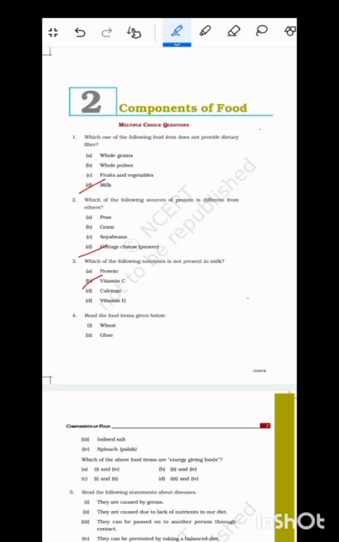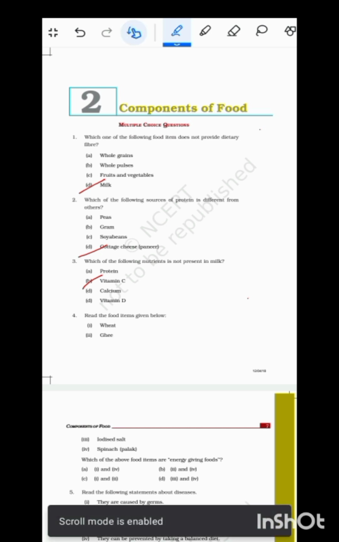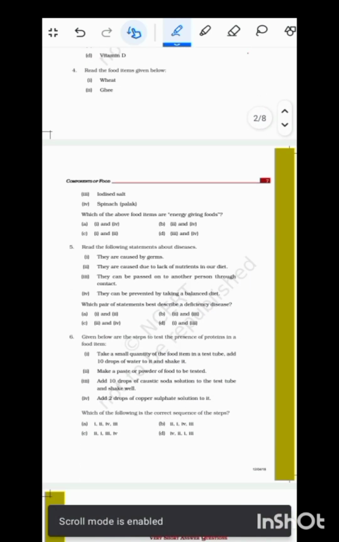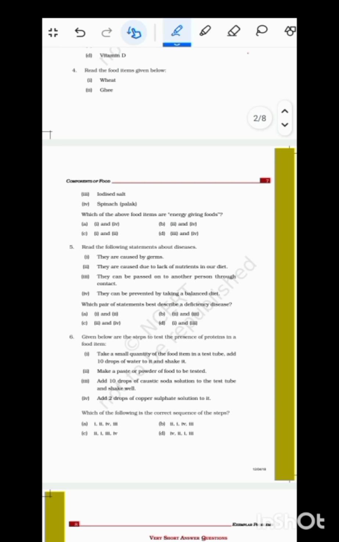Next, question number 4. Read the food items given below: wheat, rice, ghee, iodized salt, spinach. Which of the food items are energy giving foods? Which of the food components are known as energy giving foods? Carbohydrates and fats. So we have to find out which of these contain carbohydrate and fat.